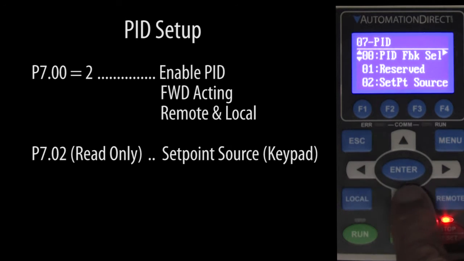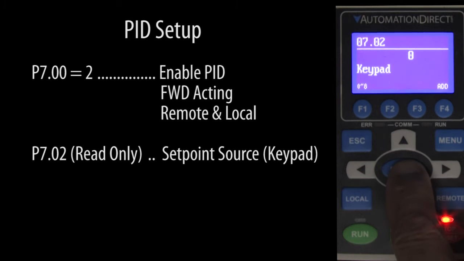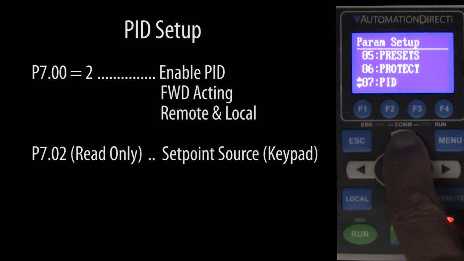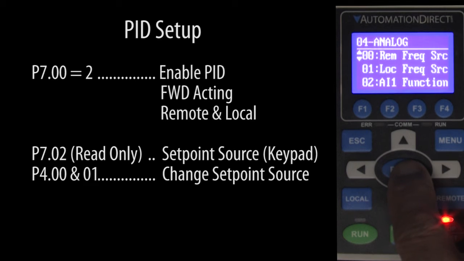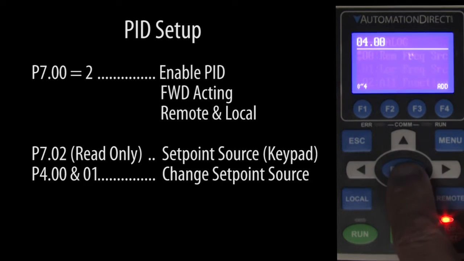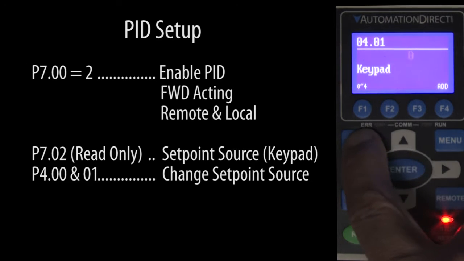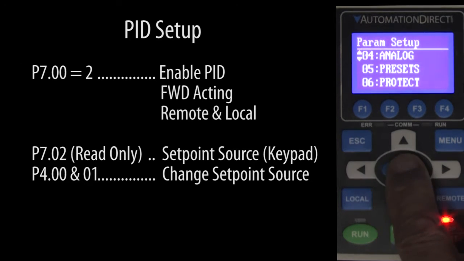Parameter 7.02 is a read-only parameter that tells us where the PID set point is coming from. This is telling us the drive will use the keypad entry for set point, which is what we want, so no changes are required. Now, where would we change that if we want the set point to come from a remote PLC, for example? Well, in parameters 4.0 and 4.1, just like we do for normal drive operations. That's where we always set up our analog input source. It doesn't matter what mode we're in.